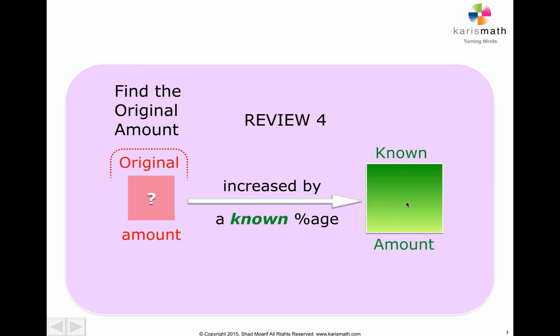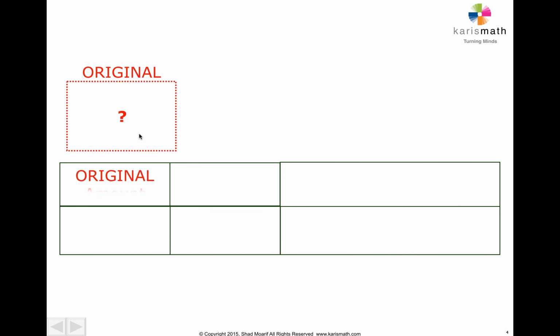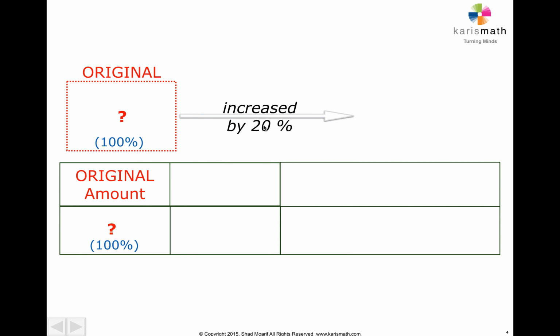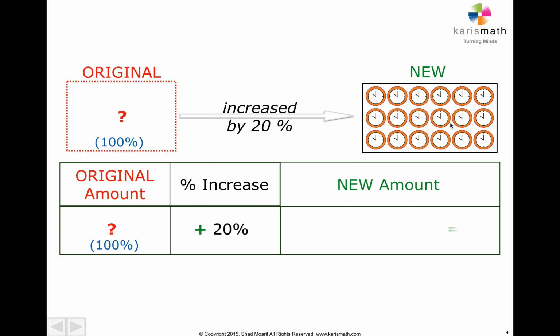So we know this, but we need to know what the original amount was if we did this to it to produce a new amount. So let's look at that. Here's the original amount, and we don't know how much it is. But when we increased this by 20%, we got 18 clocks. So the new amount is 18 clocks.